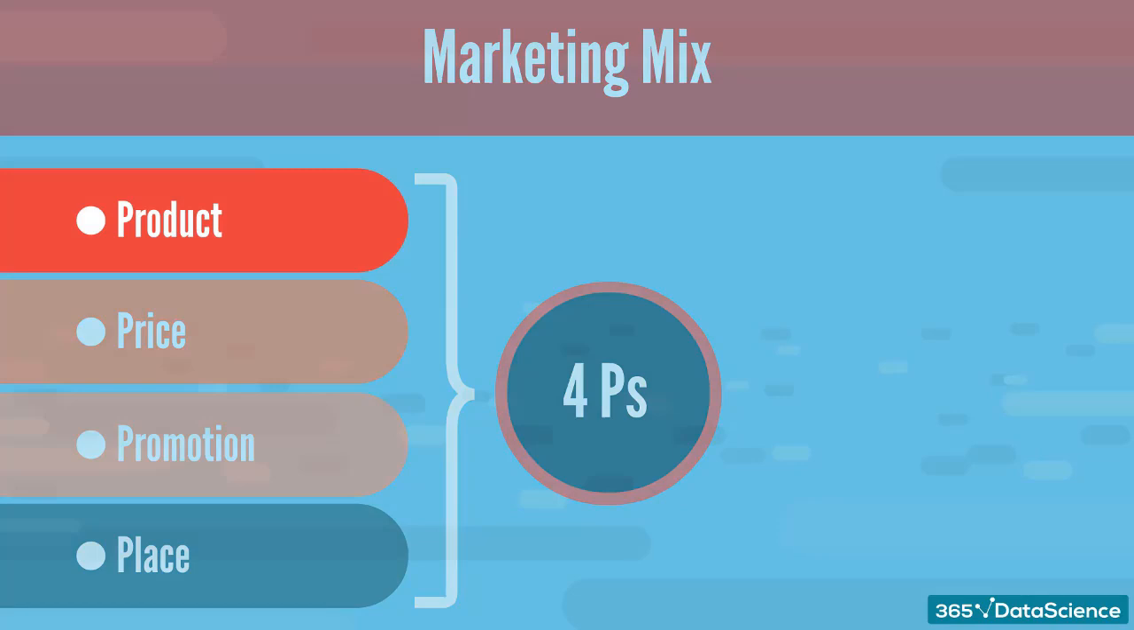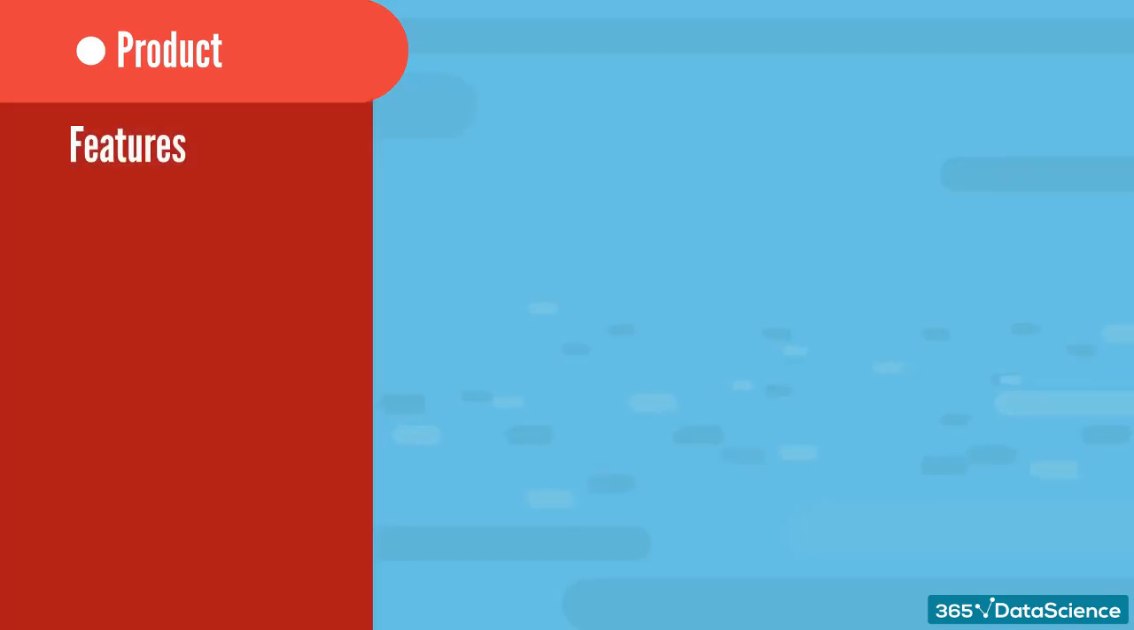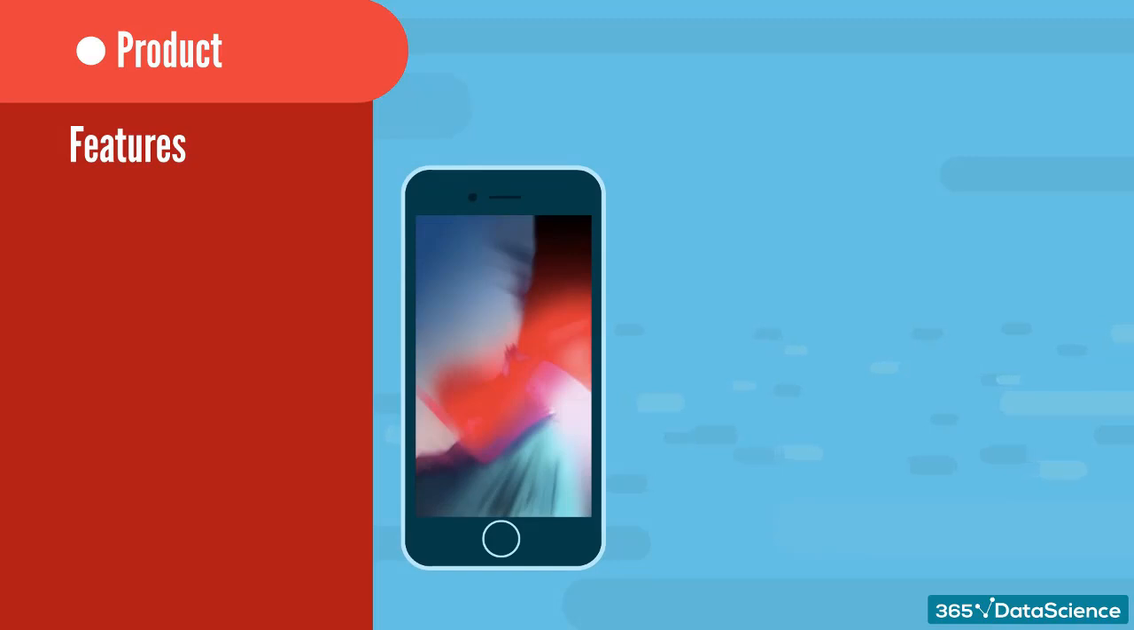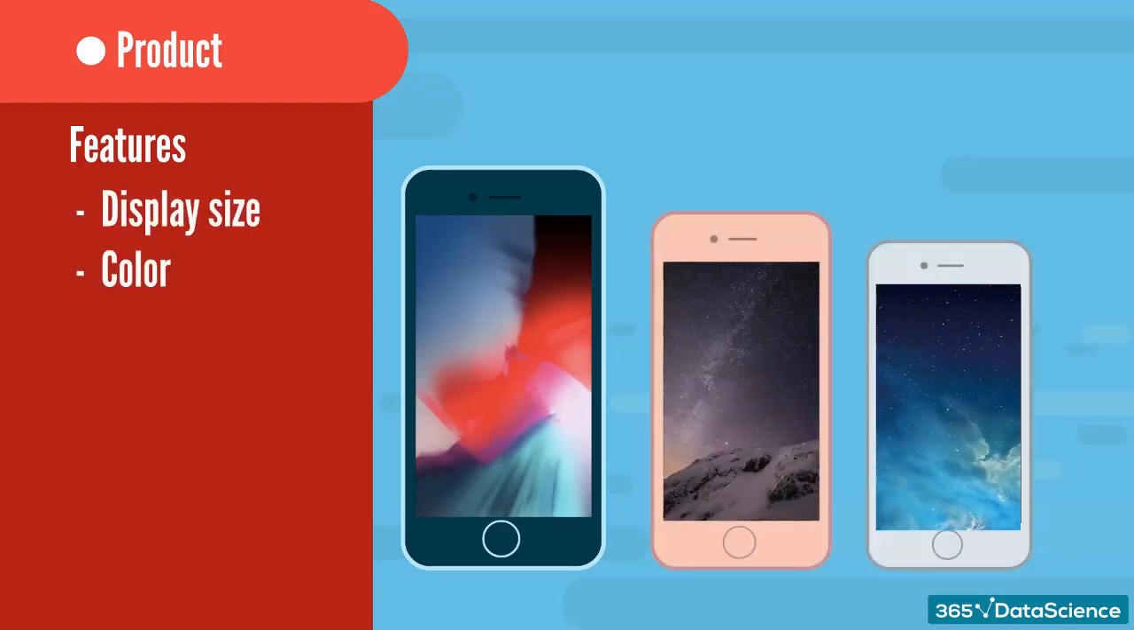Let's start with product. Product refers to the core attributes of the offering. The most important aspect here is the product features. For example, smartphones have features like display size, color, battery life, and so on. Let's take an iPhone, for instance. It has different display sizes and comes in several colors.